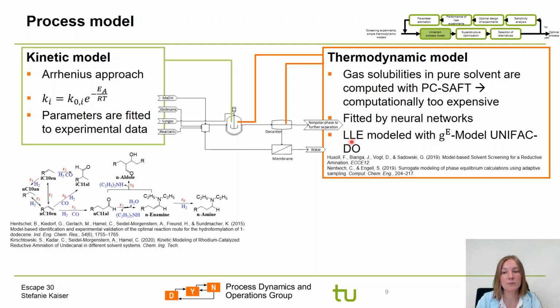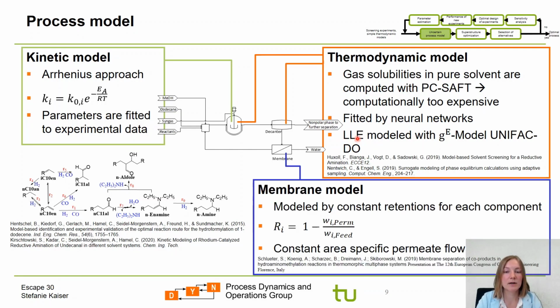The liquid-liquid equilibrium is modeled with the GE model UNIFAC-DO. The last part of the process model is the membrane model, which is modeled by constant retentions for each component. The retentions are defined by 1 minus the mass fraction in the permeate divided by the mass fraction in the feed. We also assume that the specific permeate flow is constant.